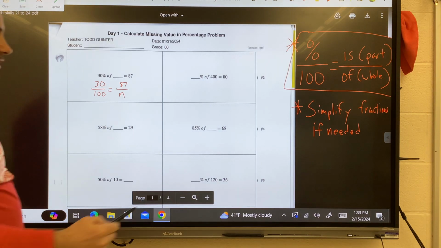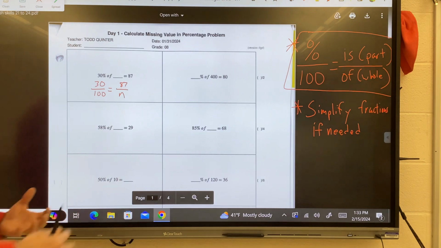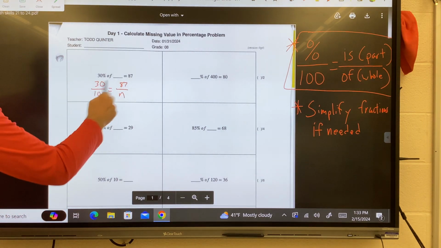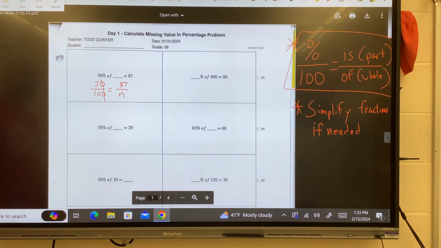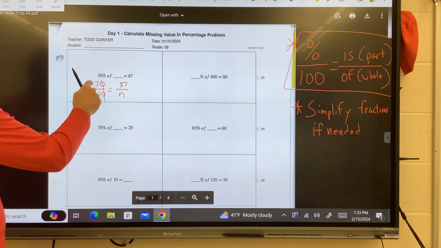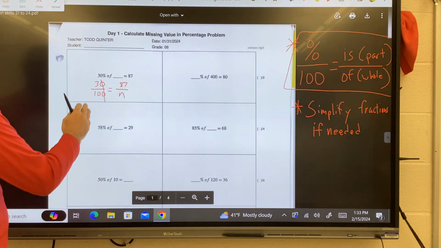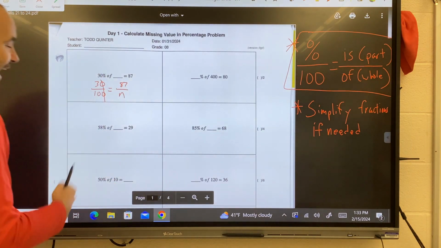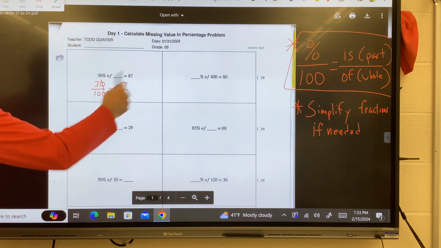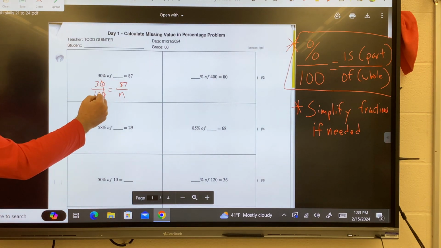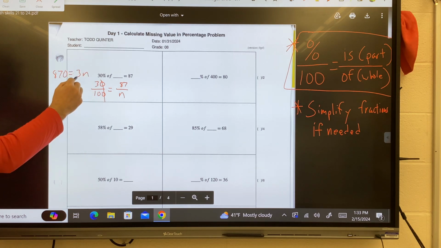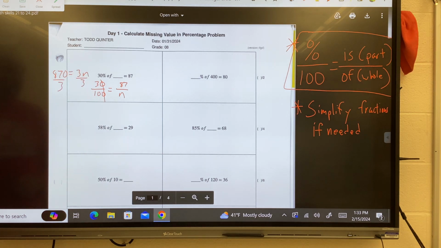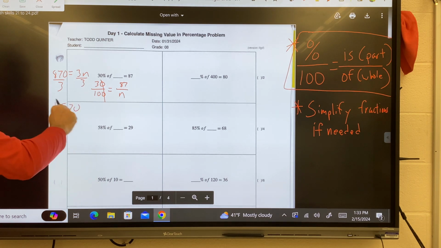It will make it a lot easier if you simplify fractions because you can use smaller numbers. So in this case, 30 over 100, we can just change that to 3 over 10. And then we can maybe see a relationship, like how many times can I multiply 3 to get to 87, and that's what I have to multiply 10 by. If you can't do that in your head, cross multiplying always works. So 87 times 10 is 870, 3 times n is 3n, and this tells us we need to do 870 divided by 3.